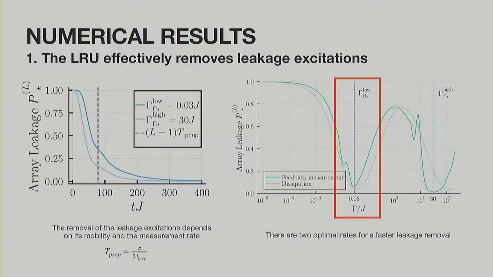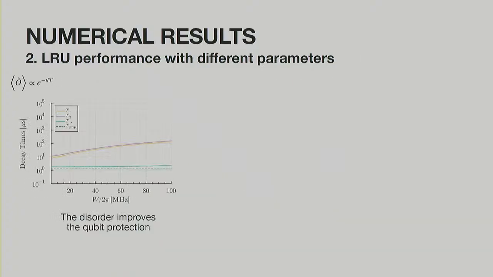Also, the dashed line shows the engineered dissipation. In the following slides, I will focus on the feedback measurement and on the low spot, but in the paper there are the other cases. So for testing the performance, we calculated the dissipation and dephasing time for the qubit at the first site, T1 and T2, and also the decay time of the leakage in the whole chain of transmons, which is T star. So this is T1, T2, and this is the T star.